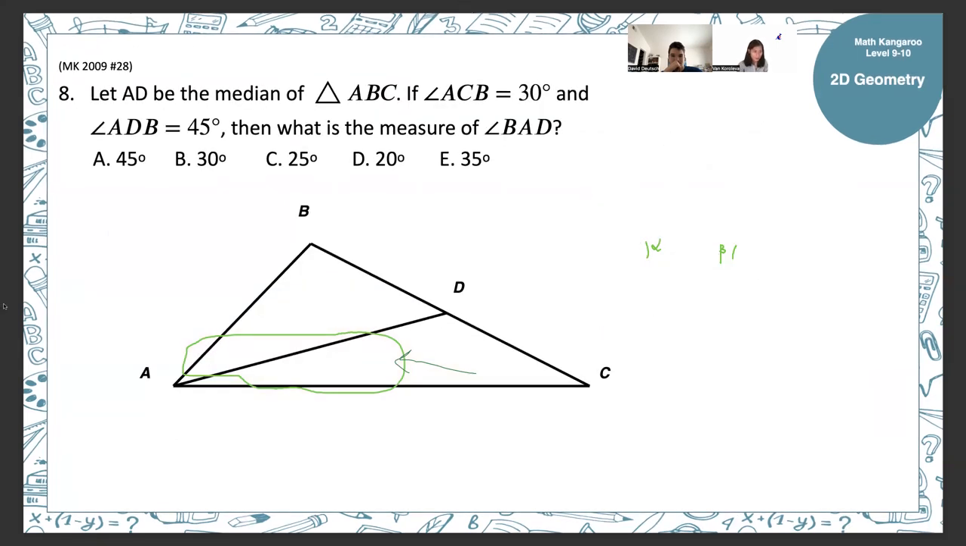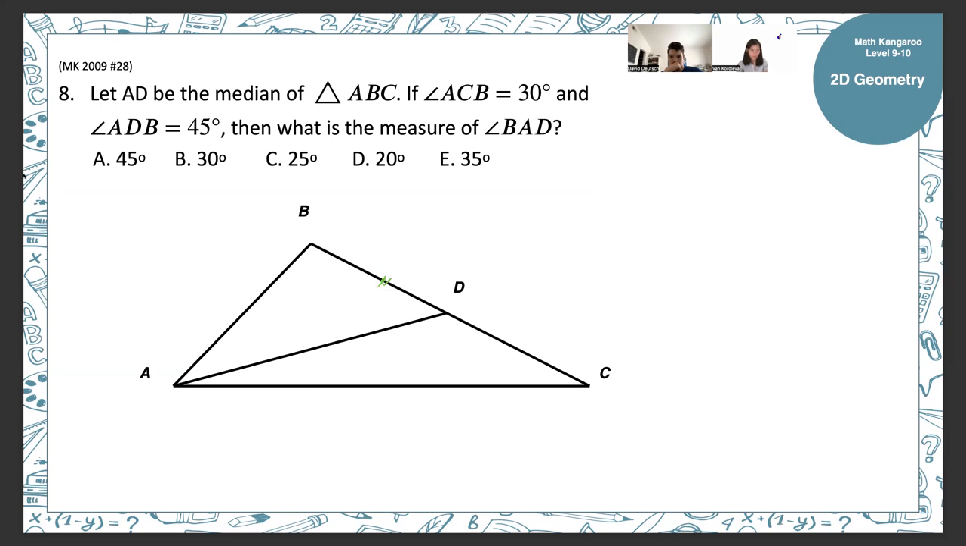Okay, so another question that also has multiple solutions. I think it's a very beautiful question. Let AD be the median of triangle ABC. If ACB is 30 degrees and ADB is 45, then what is the measure of BAD? And of course, I want to label that BD is equal to DC.